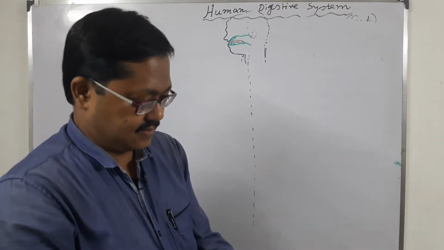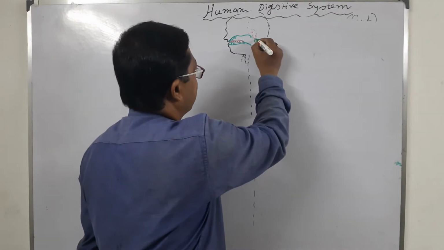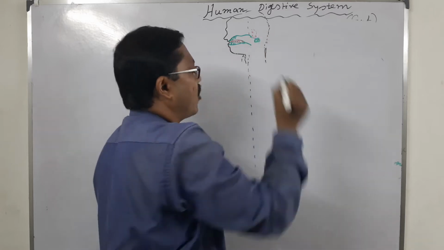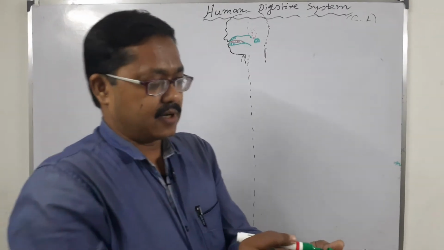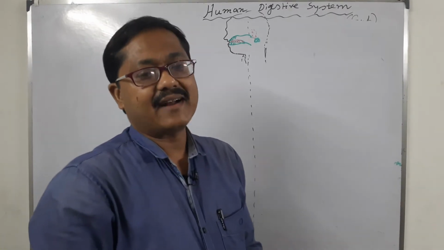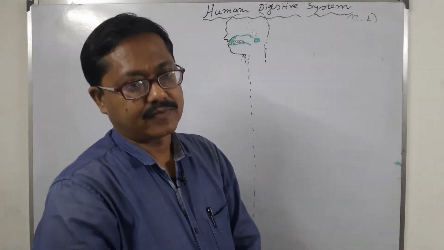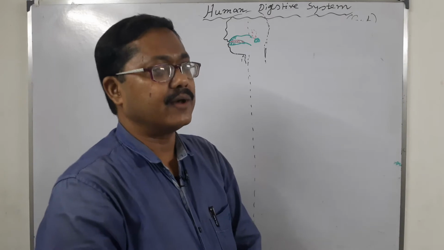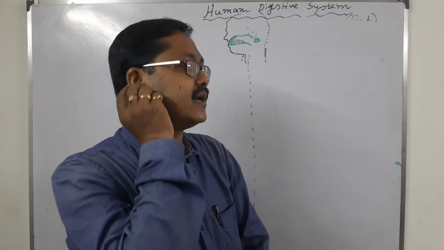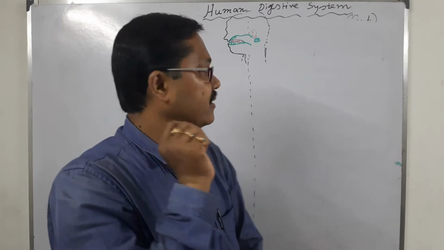The first salivary gland is the parotid gland. The parotid gland is present here. It is one of the very important salivary glands of our body. When bacteria infect this parotid gland, mumps develops. Some children get fever, and the area below their ear becomes swollen and painful. This is mumps.